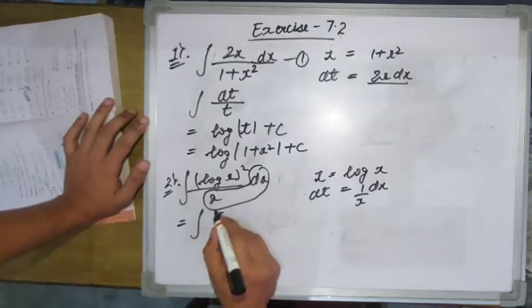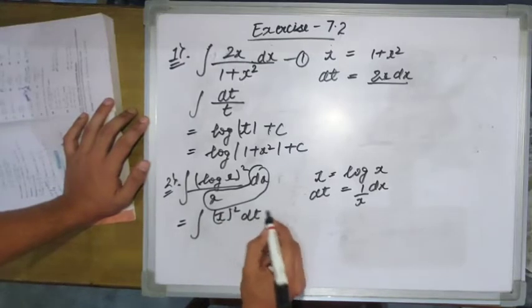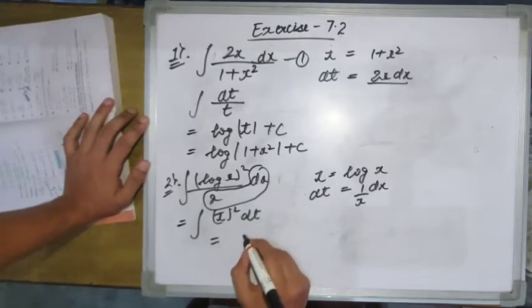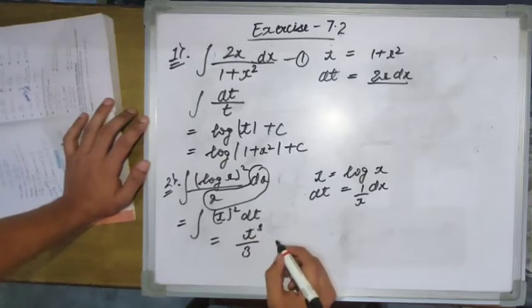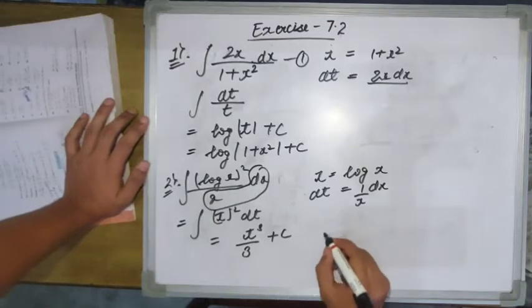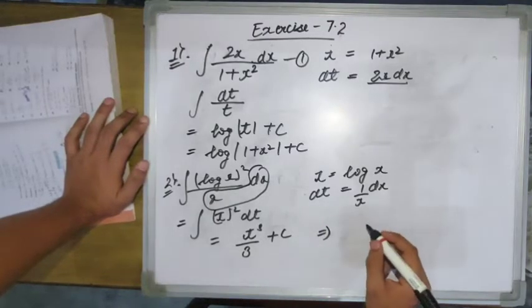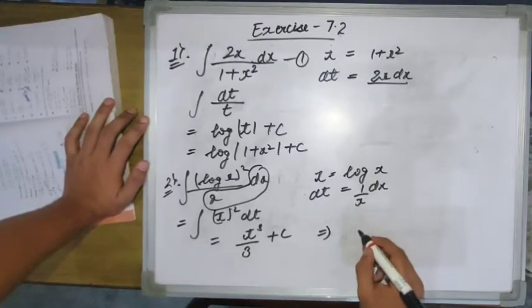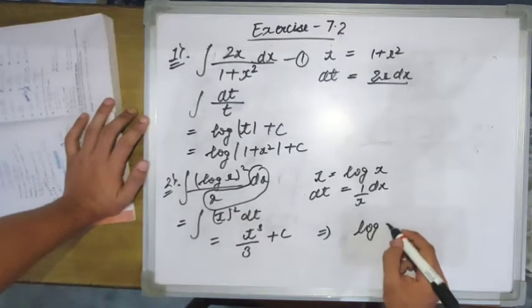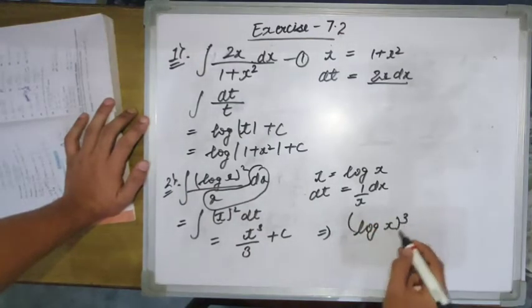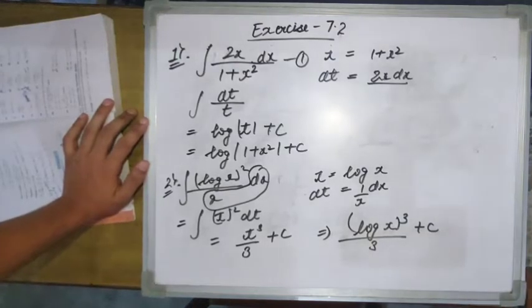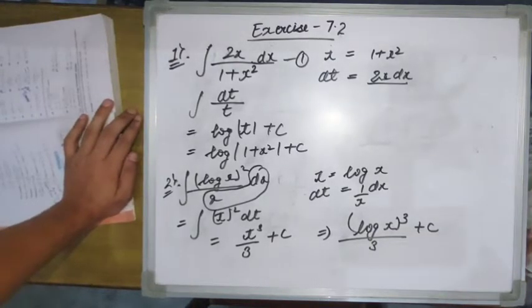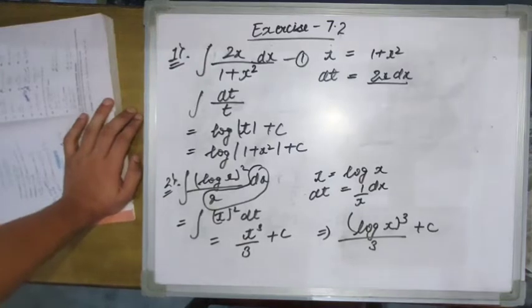Therefore t square dt. The integration of t square will be t cube upon 3 plus c, and again substituting the value which we have taken, t equals log x, we have log x whole cube upon 3 plus c. This is the answer of the second question. Pause the video to note it down, then we will move to our third question.